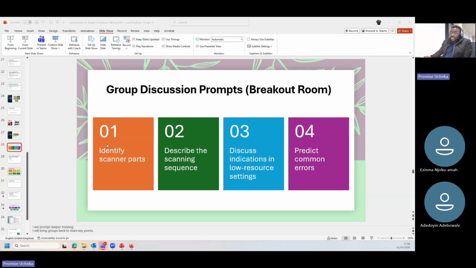Can you identify the scanner parts? So can you identify the scanner, the wands, the software interface, the controls, the camera tips, and all of that? Can you describe the scanner sequence? Can you discuss with Ezima when you think that intraoral scanning can be useful in your area, in the place you work, and can you predict some common errors? Okay.